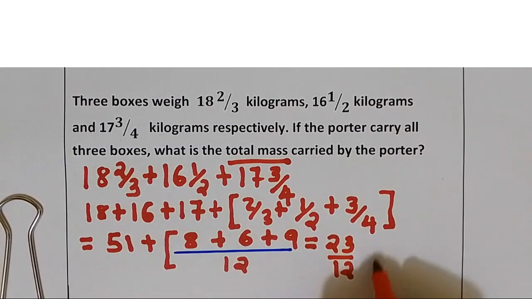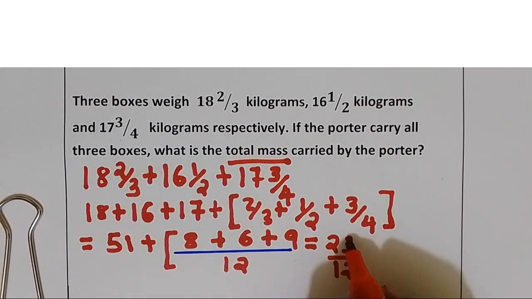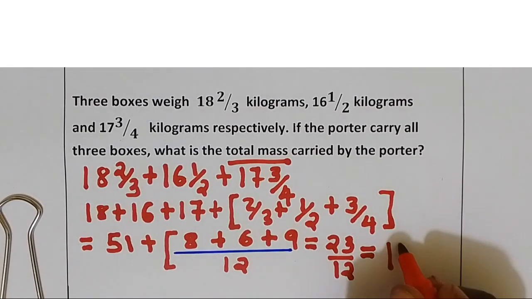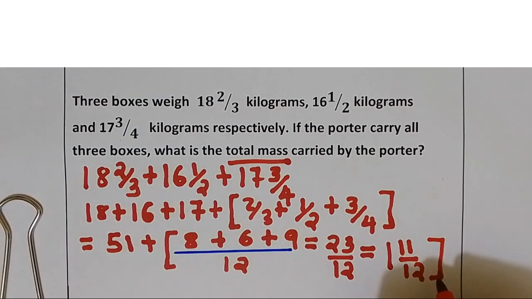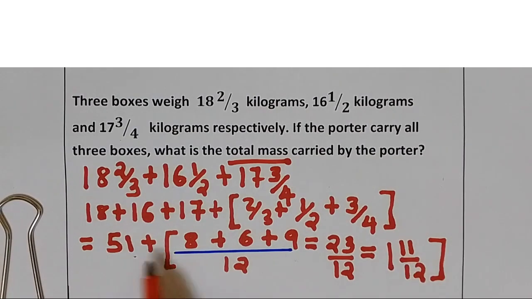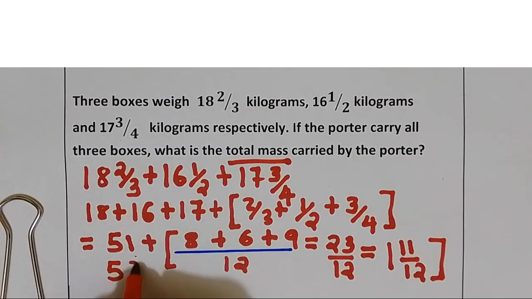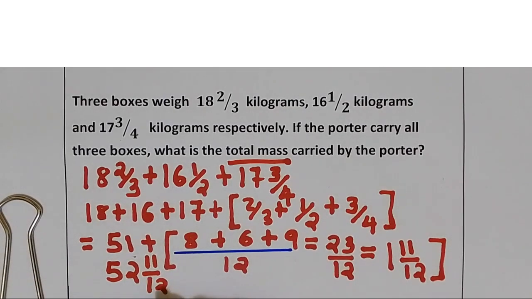But this is an improper fraction. We are going to change it into a mixed number, which will give us one whole number, 11 out of 12. We will take 51 whole number plus one whole number. We are going to get 52. And the fraction that we get here is 11/12. These are kilograms.